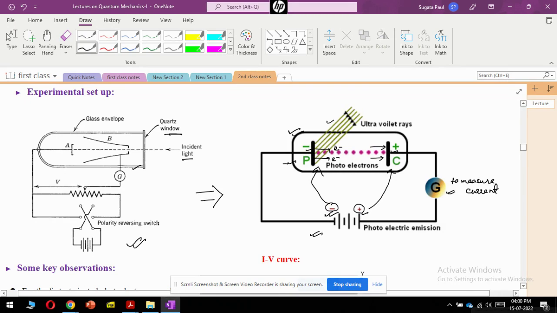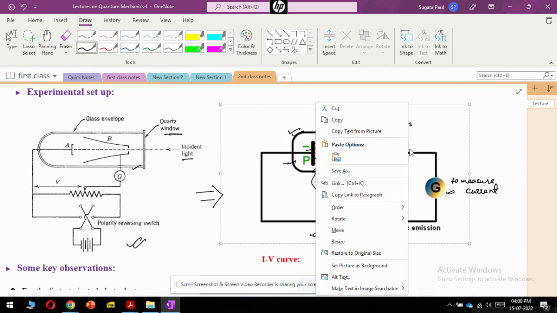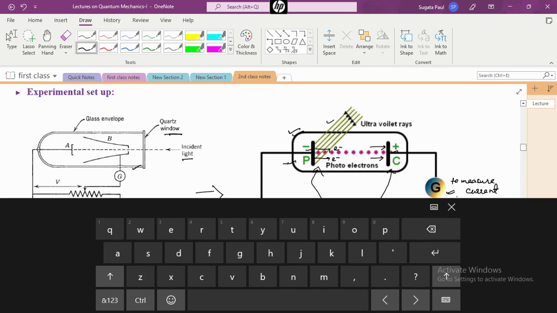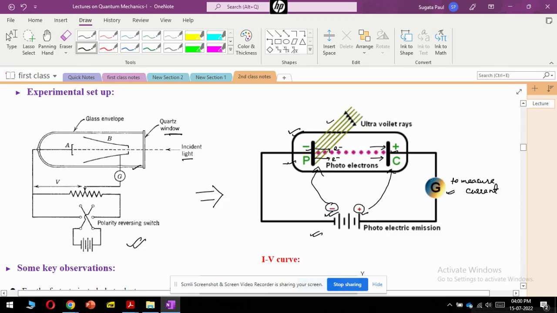And in this way a circuit will be completed where electrons move from the negative to the positive electrode, and as a result we will see a current flow in the whole circuit. Like electrons moving this way, that means we will see a current flow from positive to negative, that means this way. Okay, so this current will be measured by this galvanometer, and this will be called a photocurrent because it is caused by the photoelectrons.